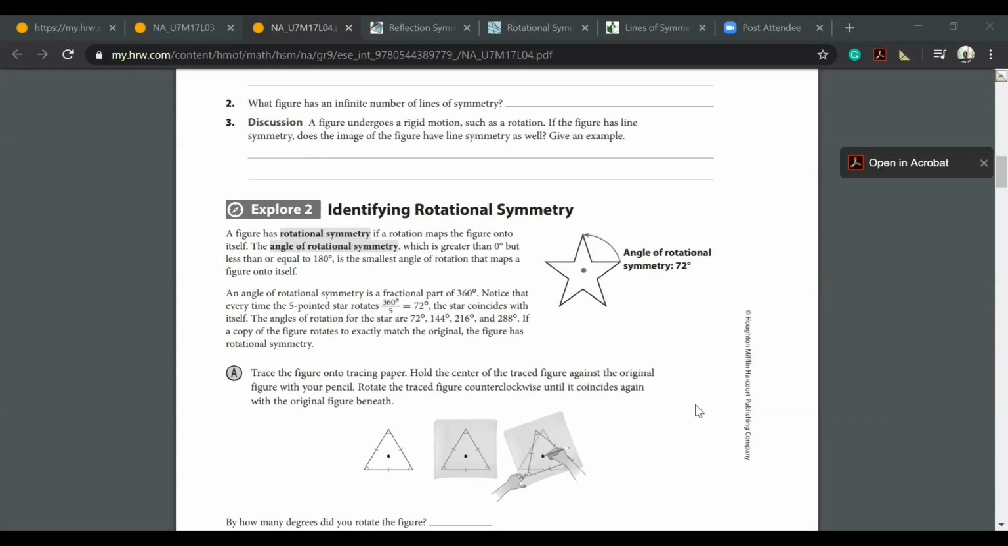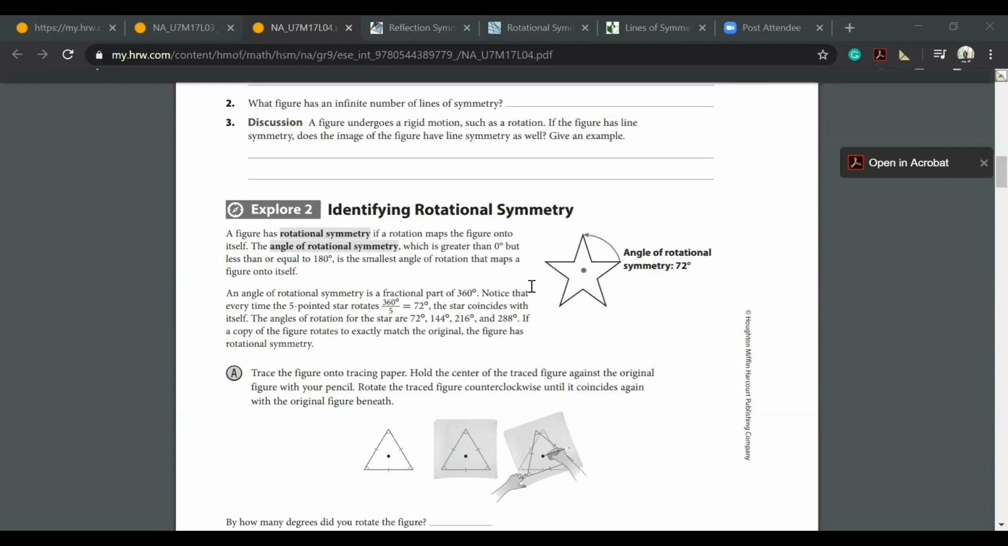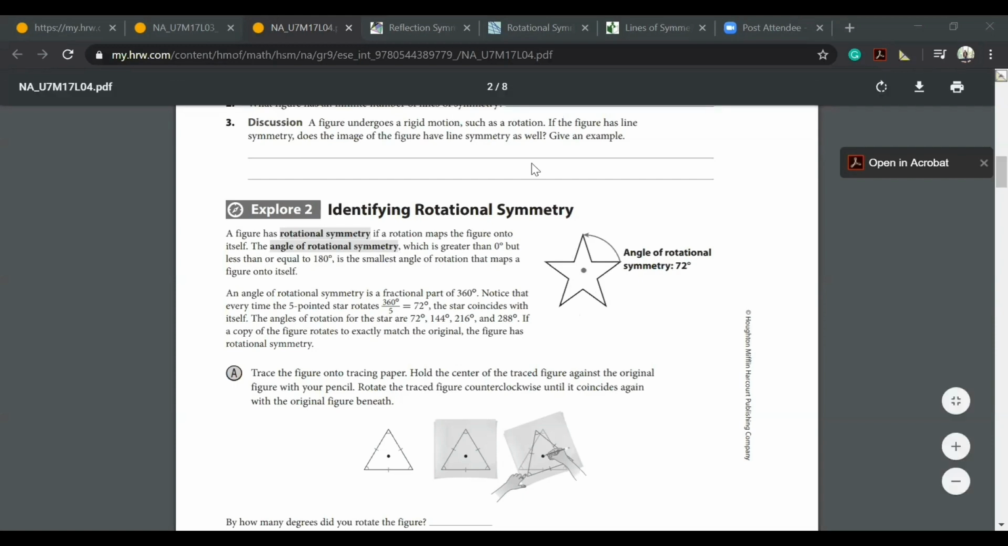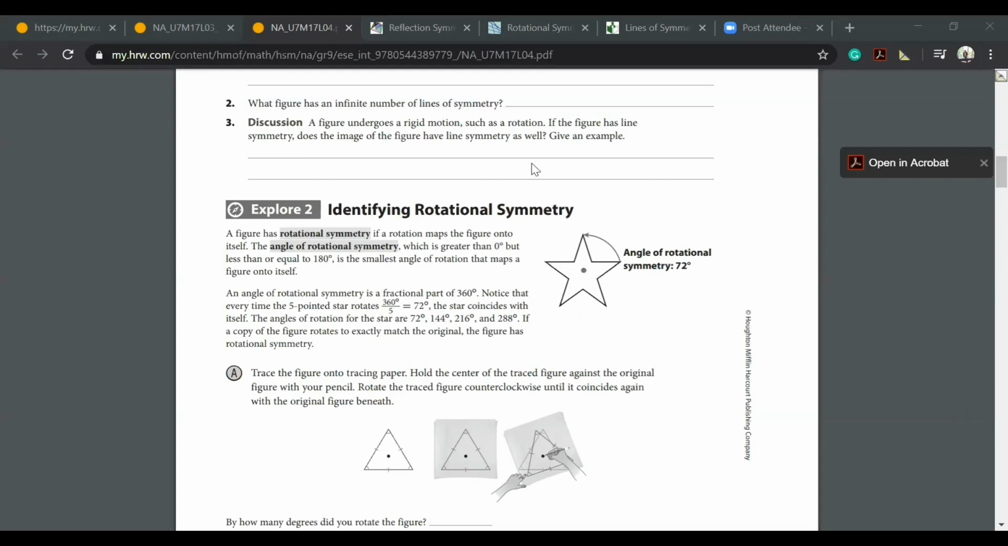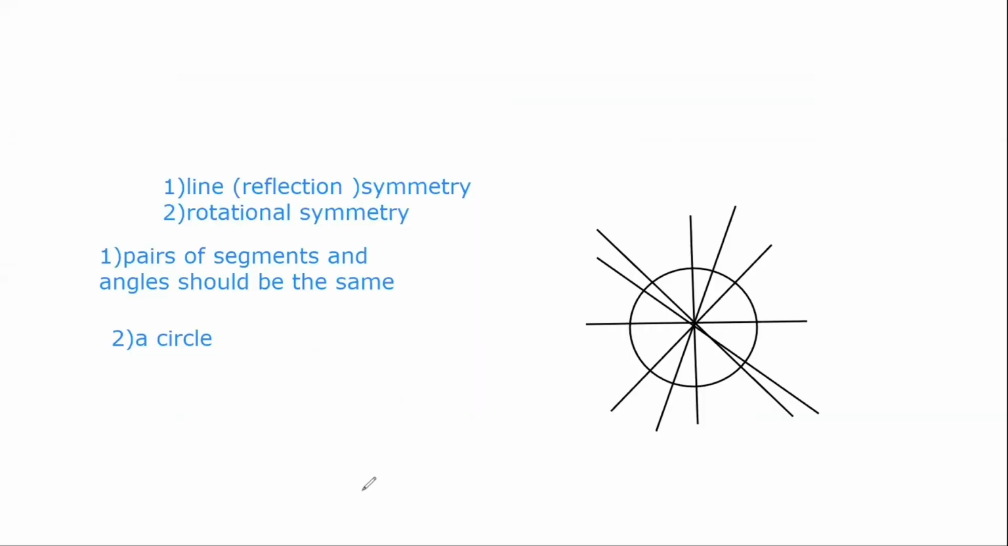So first of all, when I give you an example, you have to investigate your figure. Is it all equal? Yes, it's all equal. So it will have a rotational symmetry. How can I get the angle? To find the angle, what are you going to do? You know that for a figure to make a complete rotation and go back to its place, this is how many degrees? It's 360 degrees. A complete circle is 360 degrees, right?